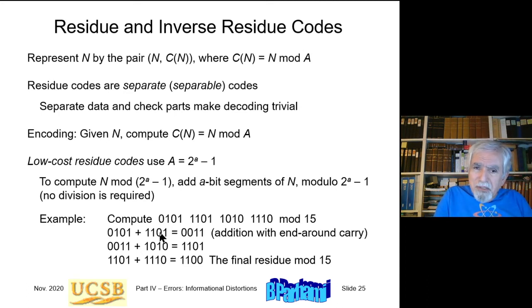It's very easy to prove that you simply add these chunks of 4 bits modulo 15, because this is weighted 1, this is weighted 16, and 16 is 1 mod 15. This is weighted 16 times 16, 256, and 256 is also 1 mod 15. So you just add these together, modulo 15, and you get the check part. So it's a pretty simple process.